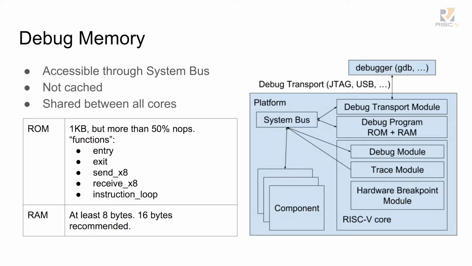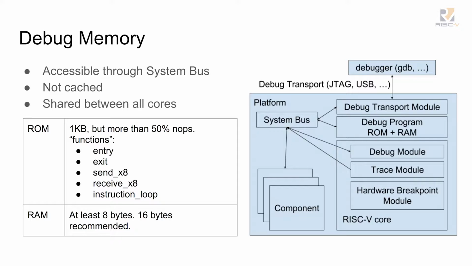The main reason to have this debug ROM is because we put some of the debug behavior into ROM as RISC-V instructions instead of putting additional logic requirements on the core. The core doesn't have much new behavior to enable debug mode. It really just jumps to this ROM where all the new behavior is specified. So there's 5 functions in there. There's an entry function, which is where you jump to when you enter debug mode. There's an exit, which is where you jump to when you want to leave debug mode.